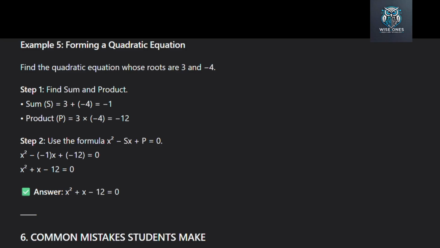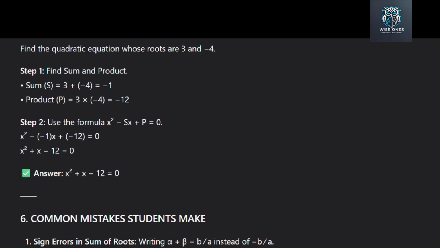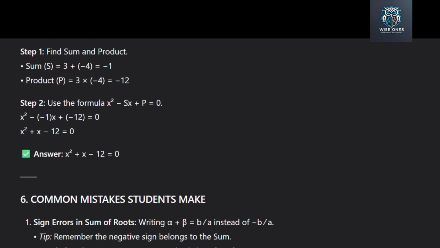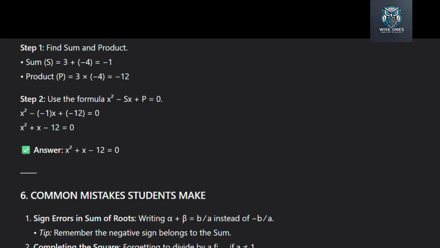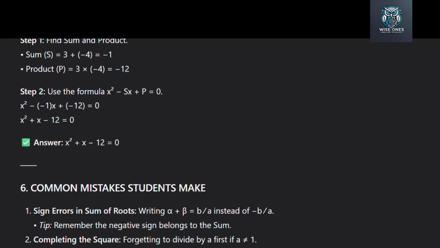Step 2. Use the formula x squared minus S x plus P equals 0. Substitute S and P: x squared minus open bracket -1 close bracket x plus open bracket -12 close bracket equals 0. Minus -1 becomes +1, plus -12 becomes -12. So the equation is x squared plus x minus 12 equals 0. The answer is x squared plus x minus 12 equals 0. This is how you work backwards from roots to an equation.